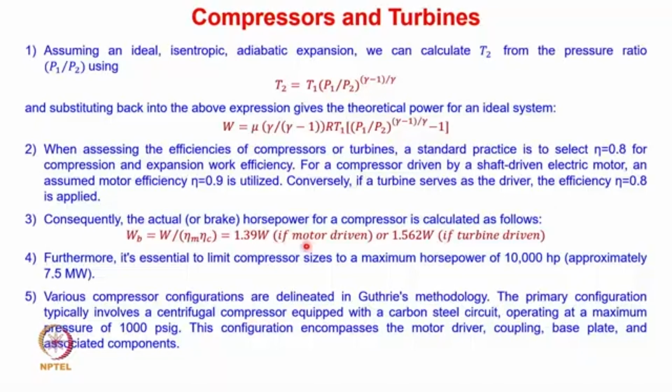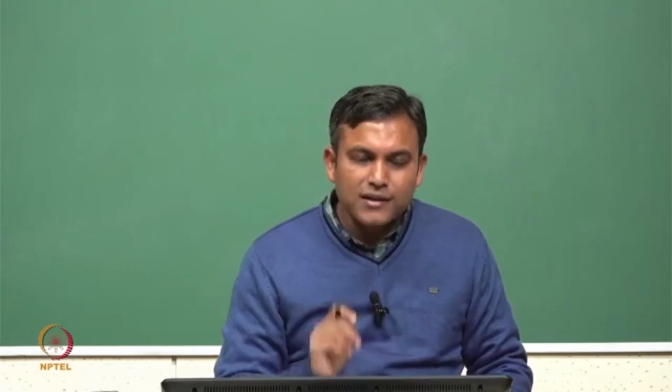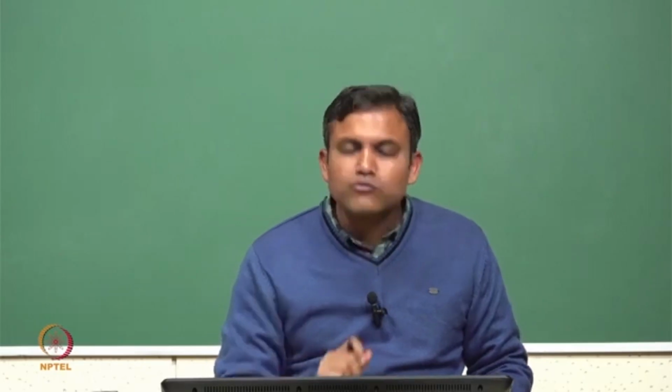So you can see that if the motor driven compressor is there, in that case it is 1.39 into W, whereas when it is turbine driven, then it is 1.562 into W. Very often you can see that the compressors are based on the waste heat turbine or something else, isn't it? So whenever the turbine is used for running the compressor, in that case the equation we have to use is 1.562 W. Whenever the compressor is running based on the electrically driven motor, in that case it is 1.39 into W.